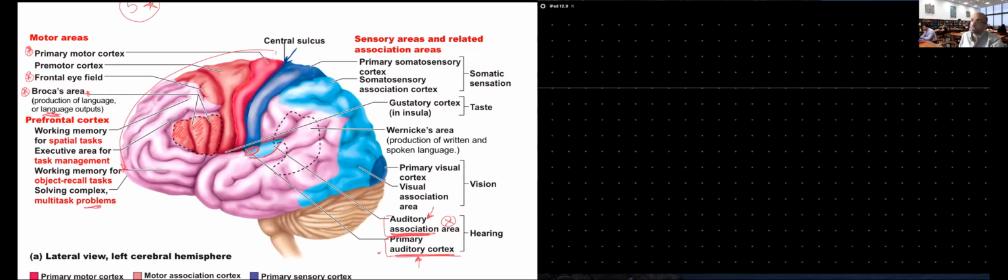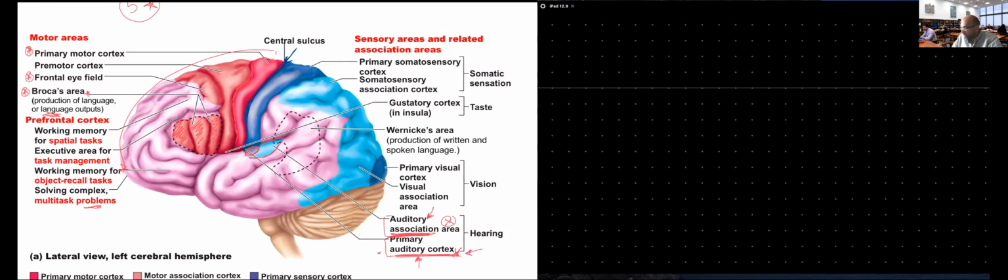What if a person got a stroke affecting the primary auditory cortex? Would he be able to hear? Here we're affecting the primary auditory cortex. At this point, he won't be able to hear if the primary auditory cortex is affected.